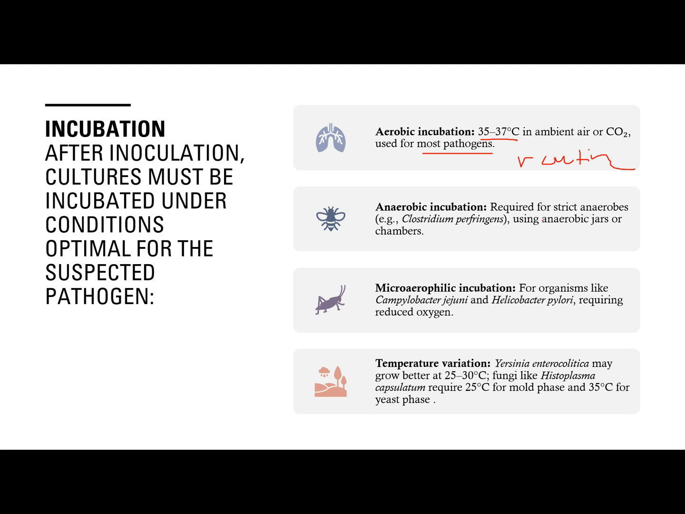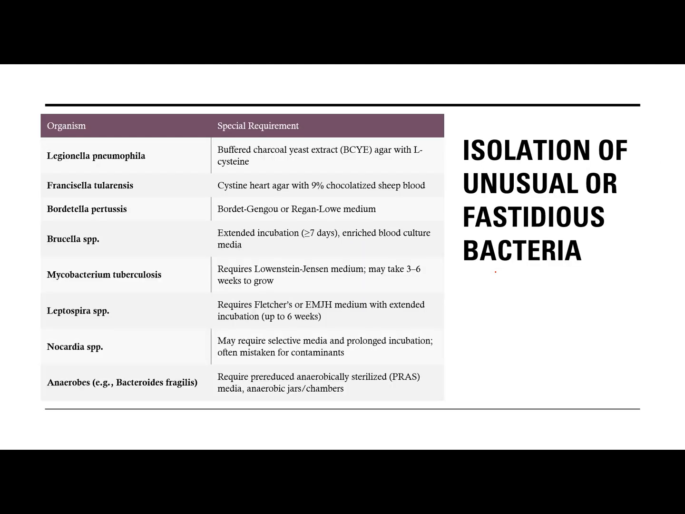For anaerobic incubation naman class, usually used for strict anaerobes such as your Clostridium, you need to use anaerobic jars or chamber. For microaerophilic incubation such as your Campylobacter jejuni and Helicobacter pylori, it would require reduced oxygen. Then for temperature variation such as your Yersinia enterocolitica, it would usually grow at 25 to 30 degrees. Fungi like Histoplasma capsulatum require 25 degrees for mold phase and 35 degrees for yeast phase.